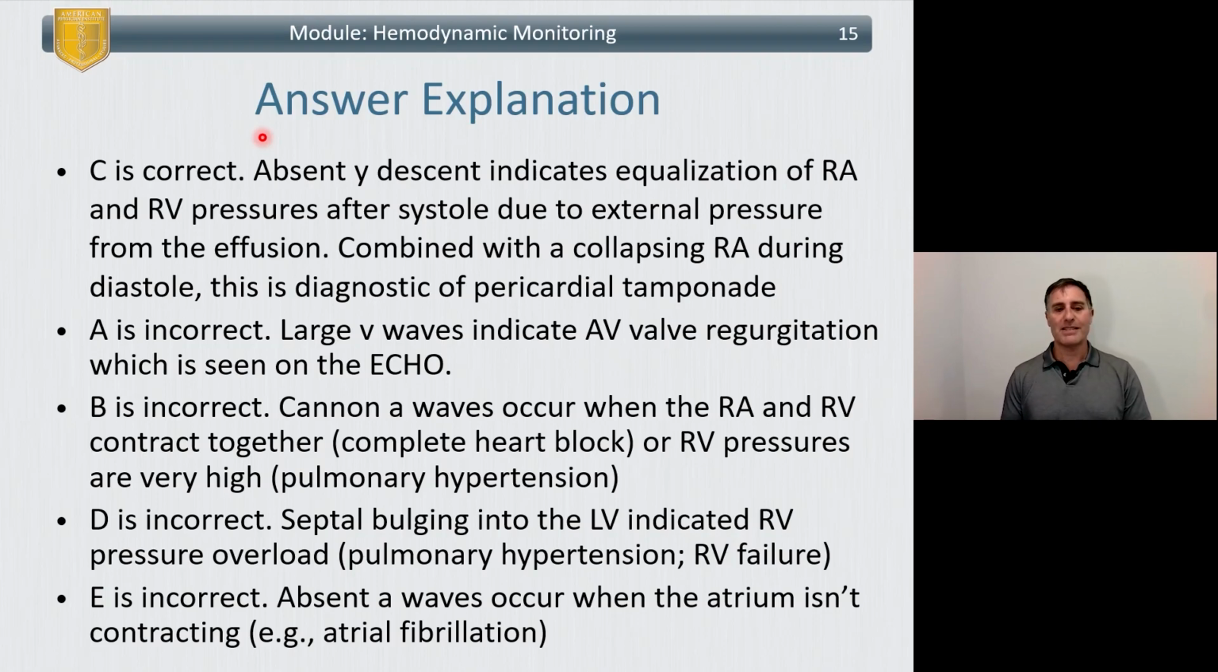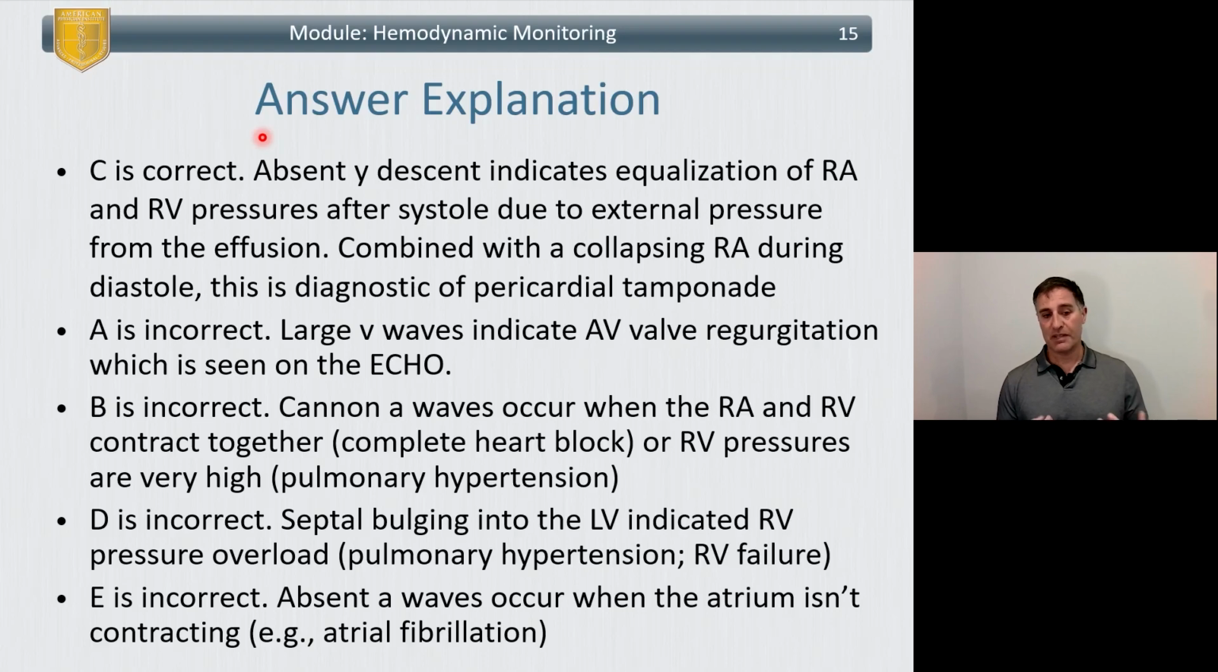And so basically if you have equalization of pressures between your RA and RV because they're being externally collapsed, you don't get that descent, okay? And so that's the reason why tamponade gives you that. The collapsing RA, that's the early sign of tamponade on an echo. The late sign is actually the RV collapses, right? And so those are things that are going to give you a tip off that you're dealing with pericardial tamponade.